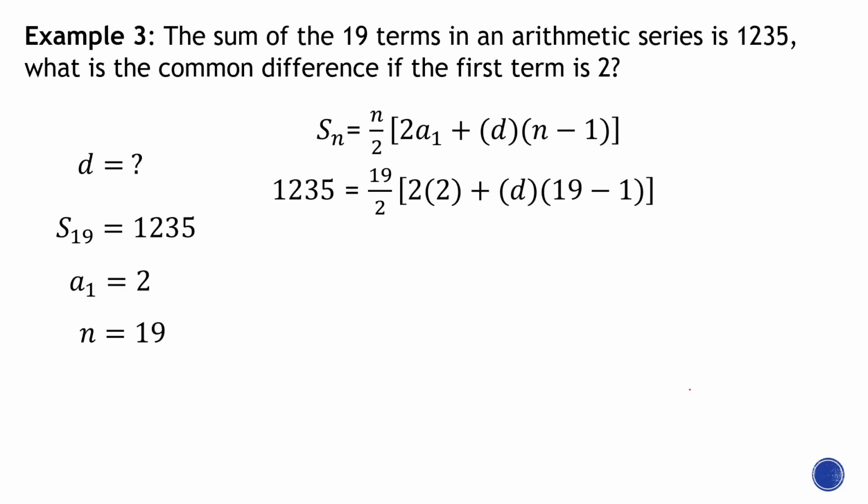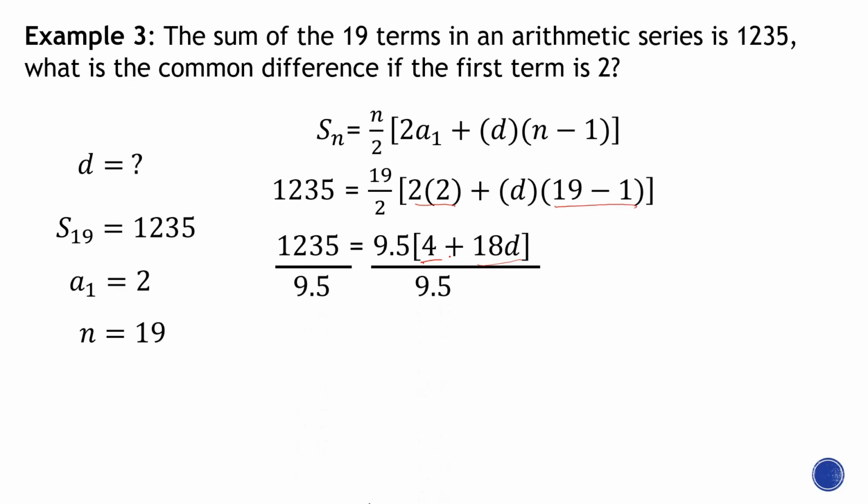So next step is just replace these variables by the respective values. Sn is 1,235. Our n is 19. Our a sub 1 is +2. Our n is 19, and we don't know d. So 19 minus 1 is 18, times d is 18d. 2 times 2 is +4. Then 19 over 2 is positive 9.5. Next, let's divide both sides of the equation by 9.5.